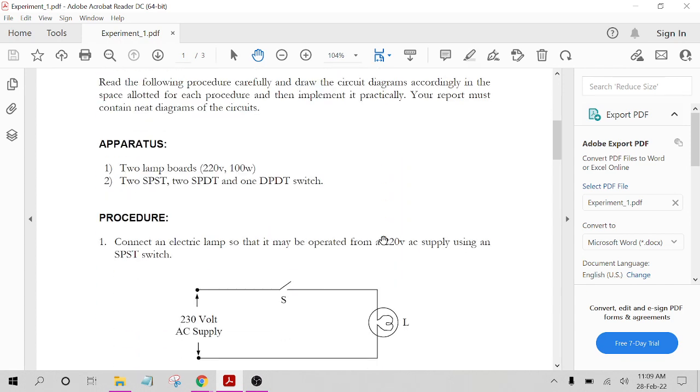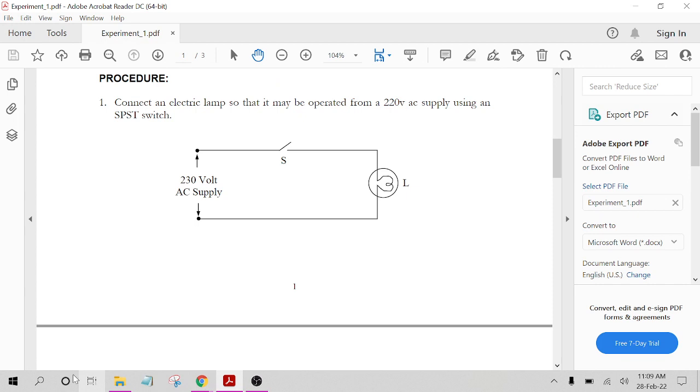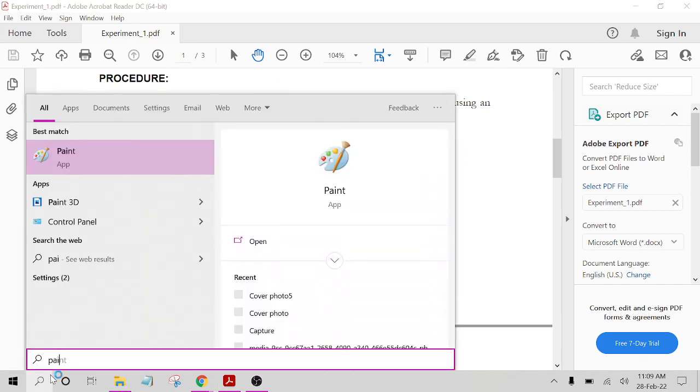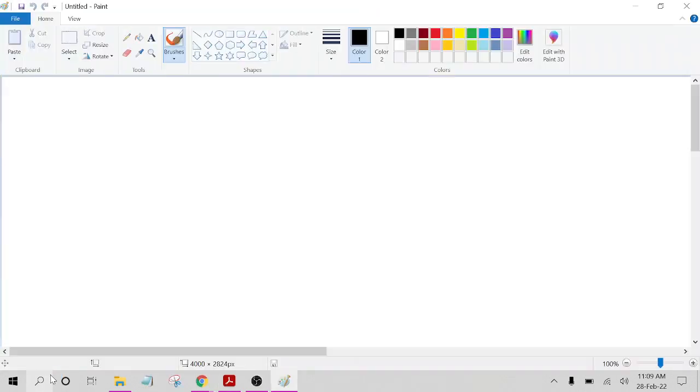Okay, let me show you some symbols, or it is better if I draw the symbols. Let me draw it for you. This is the symbol of a switch that you may have seen somewhere earlier. This is an SPST switch, single pole single throw switch. So what do pole and throw signify here?